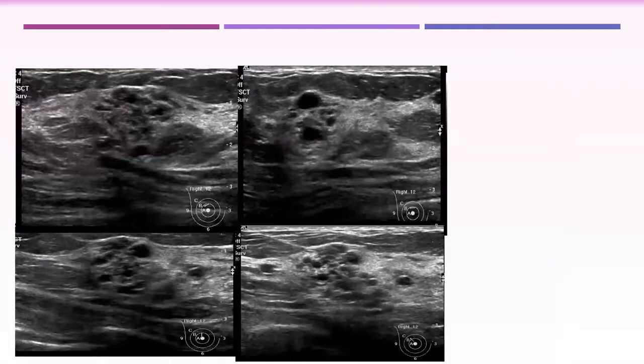Spot magnification revealed the same; the asymmetry persists. Okay, this is the ultrasound. The ultrasound shows complex solid and cystic components of the same lesion seen on the mammogram. This is how we can describe it.